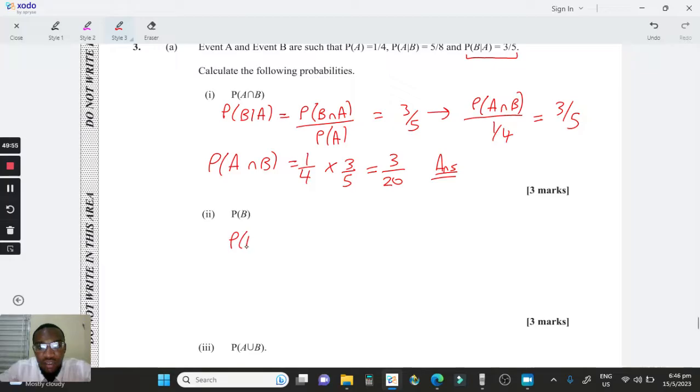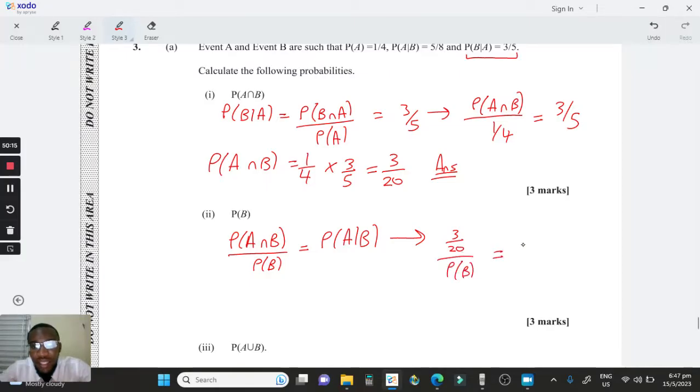Now they want us to find the probability of B. Now the probability of A intersect B divided by the probability of B, remember that gives us the probability of A given B. But that then means that, remember, the probability of A intersect B is 3 over 20. And then we divide it by the probability of B, we're getting the probability of A given B, which we know is 5 over 8. So we can flip them, so the probability of B then is 3 over 20 divided by 5 over 8.